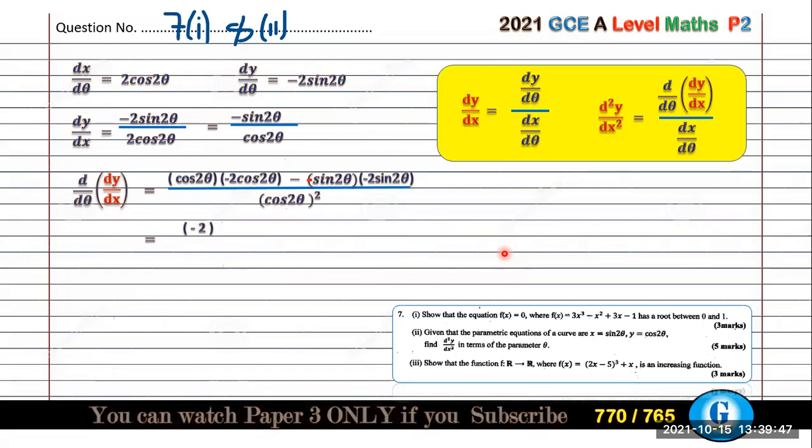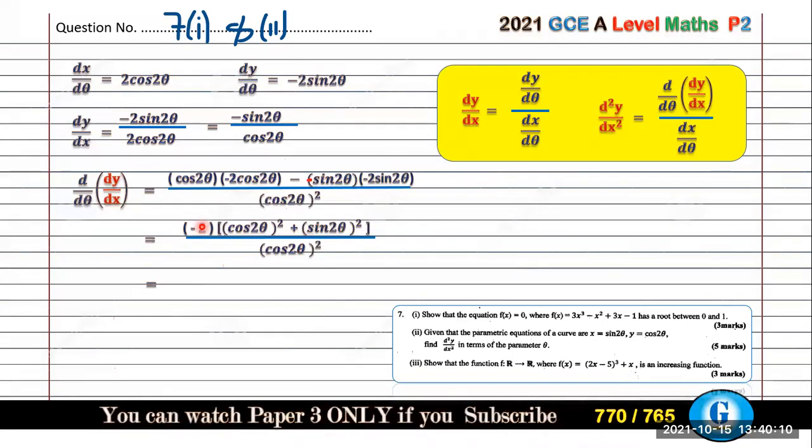So this gives us minus 2 into cos squared 2 theta plus sine squared 2 theta. This is the minus you have factorized, because minus times minus times minus is minus. So we factor it out. But we know that cos squared 2 theta plus sine squared 2 theta is equal to 1. So this gives us minus 2 over cos squared 2 theta, as you can write it.